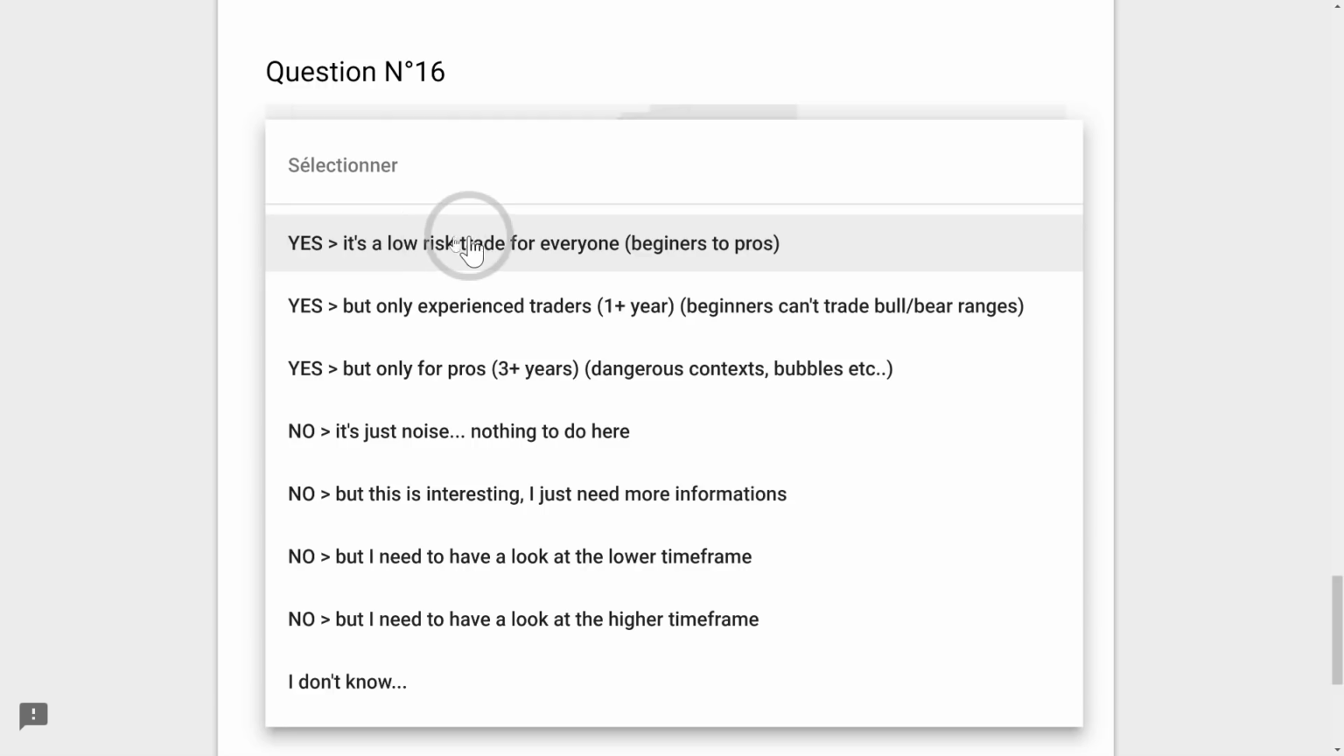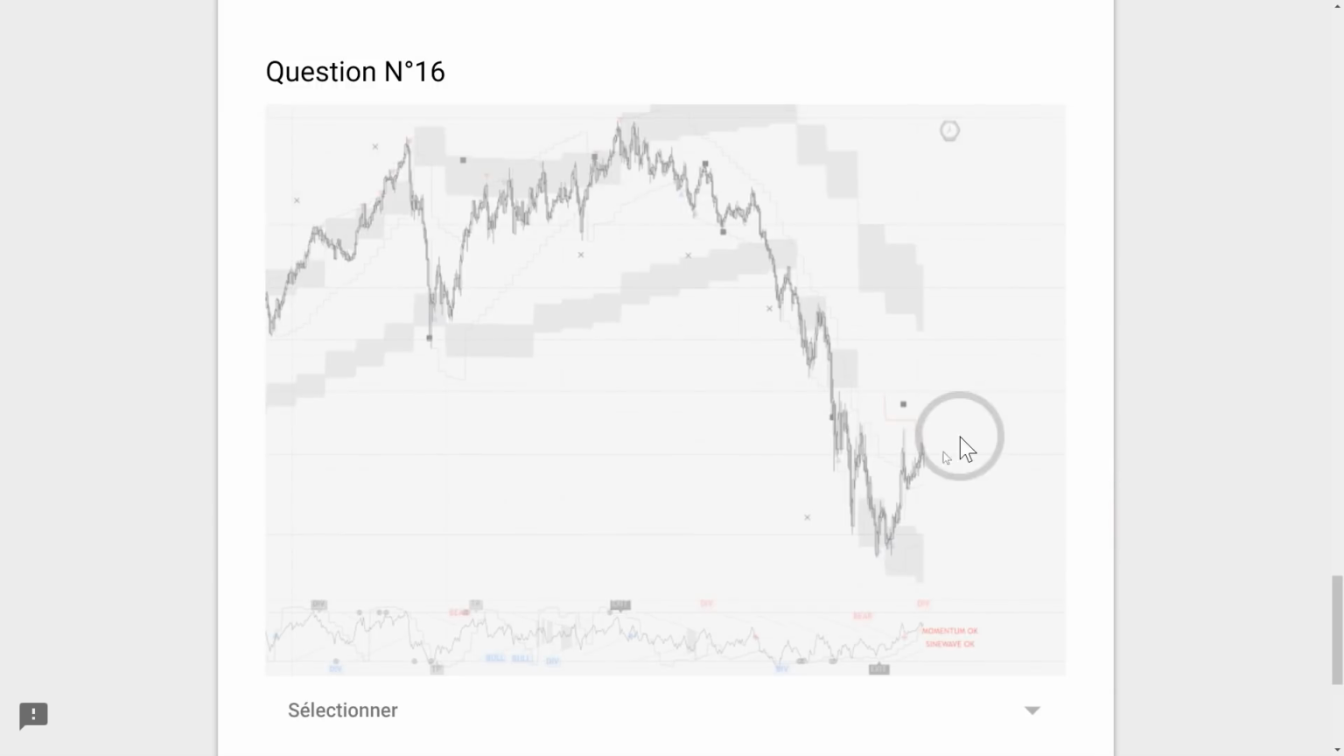So if you're a beginner, I'll say this answer is acceptable, but still you're taking a little bit too much risk for a beginner. From a beginner's perspective, I would say this is interesting, but you just need a little bit more information. If you want to have a look at a lower time frame, I would accept that. That would mean you have a partial signal and you want to have more aggressive entries on a lower time frame. I would say yes. In that perspective, you're going to trade the lower context.